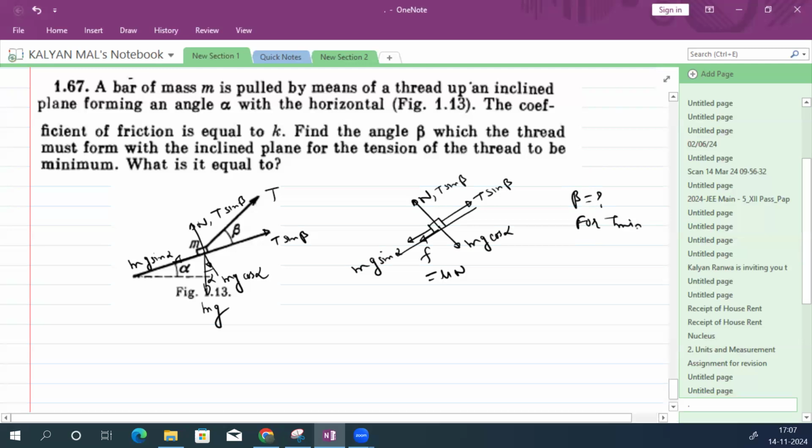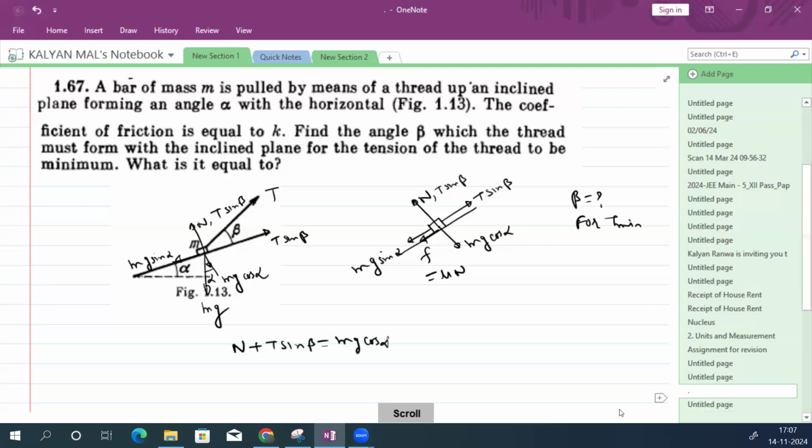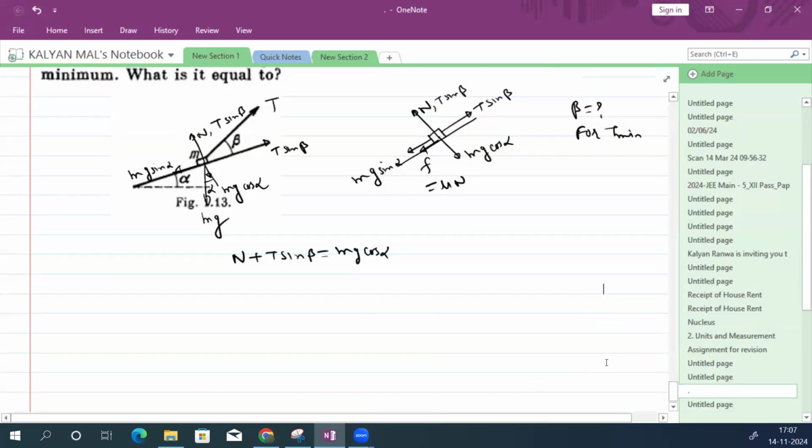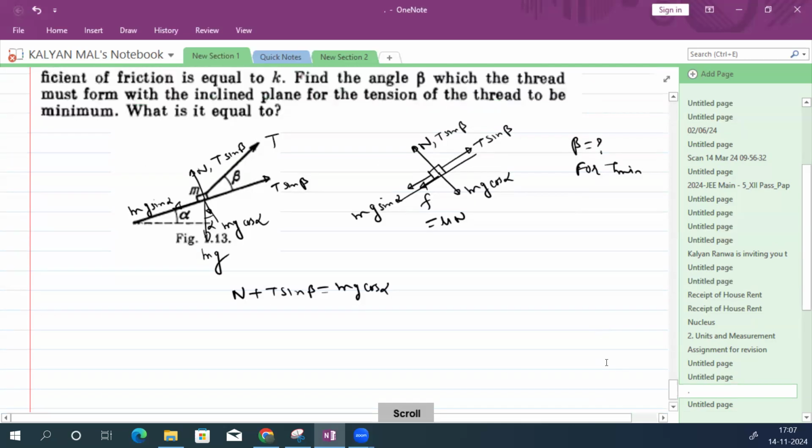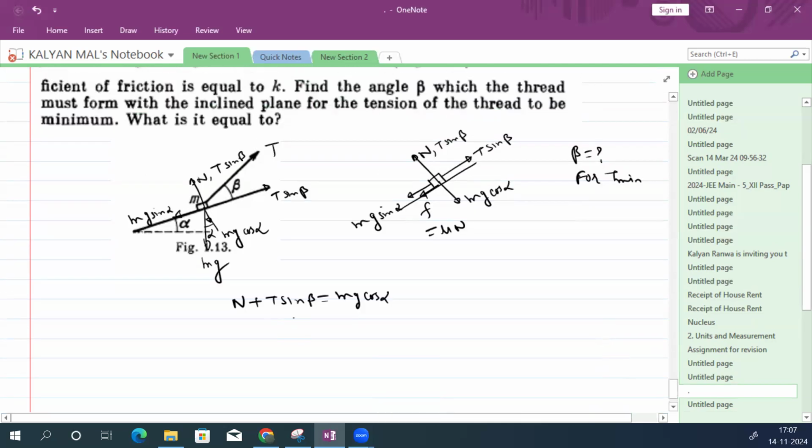In the normal direction there is no motion, so we will balance the forces: N plus T sin beta is equal to mg cos alpha. First of all, we will calculate the value of N here. N is equal to mg cos alpha minus T sin beta. This is equation number 1.